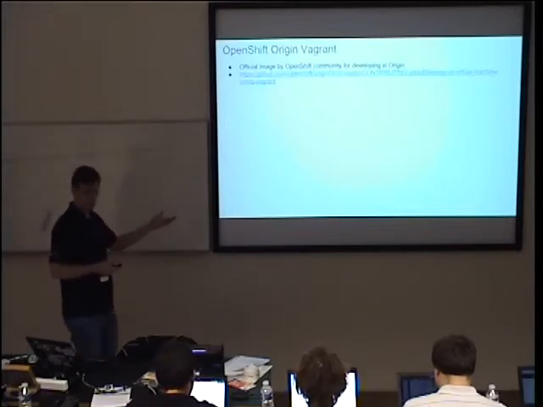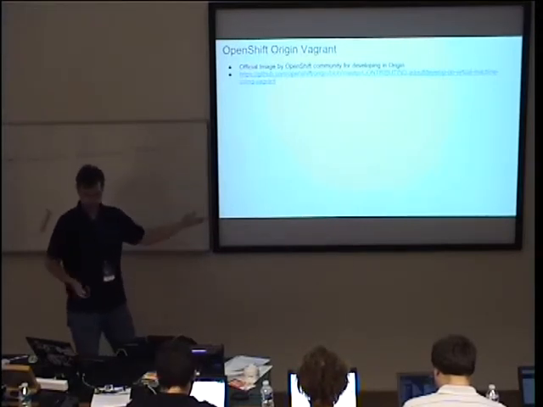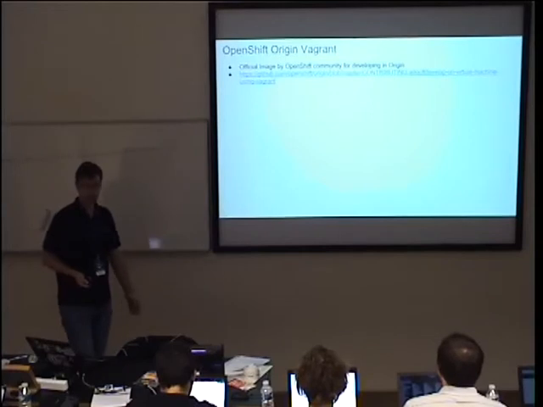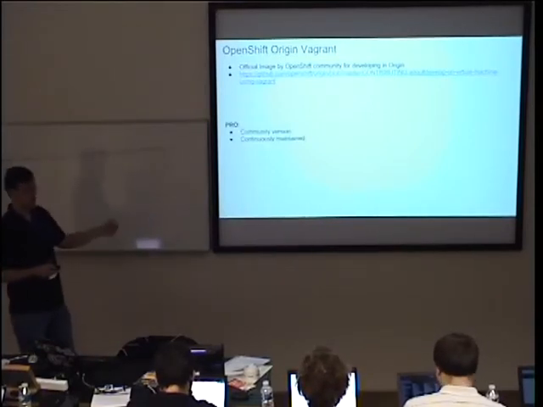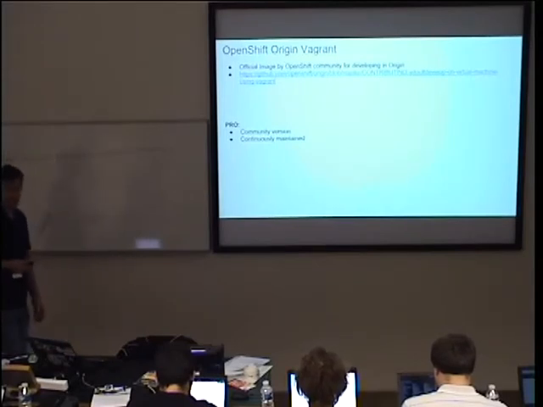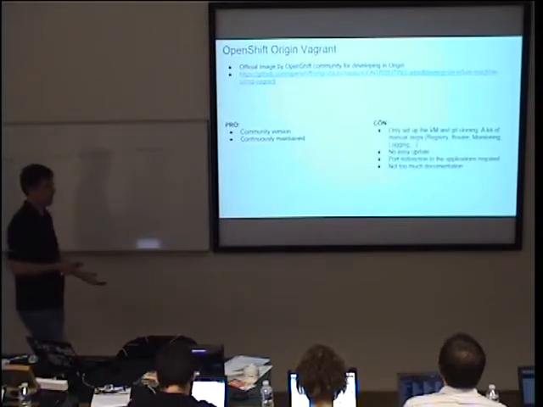The first place to look, of course, was the official Origin repository. They have a Vagrant file to allow you to create a VM. It was the community version. It was maintained, obviously, continuously. They are working on it, so it's always up to date. But for me, it had some cons.